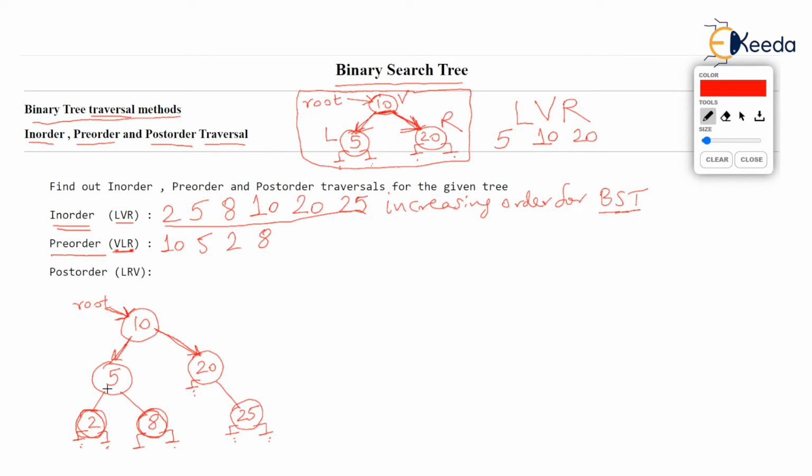But when you are back at 5, you will notice that we have finished all the jobs for 5. We have printed 5, that is V is over. Then L is over, left branch, and right is over. So VLR for 5 is over. So we will backtrack to 10 because we came to 5 from 10.